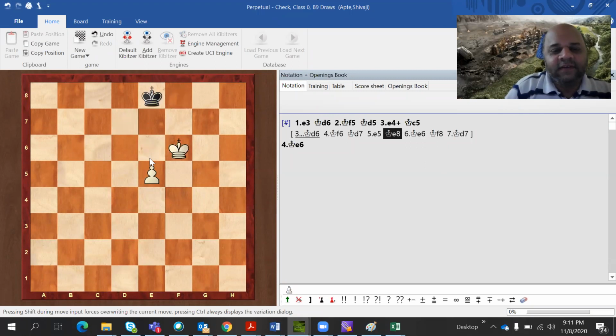Or instead of king e8, what if black plays king d8? Let us see this. King d8 is the best thing. Now the king will come to f7. Now again he's controlling the three squares, e6, e7, and e8. And now no matter what black does, in three pawn moves, white will become a queen.